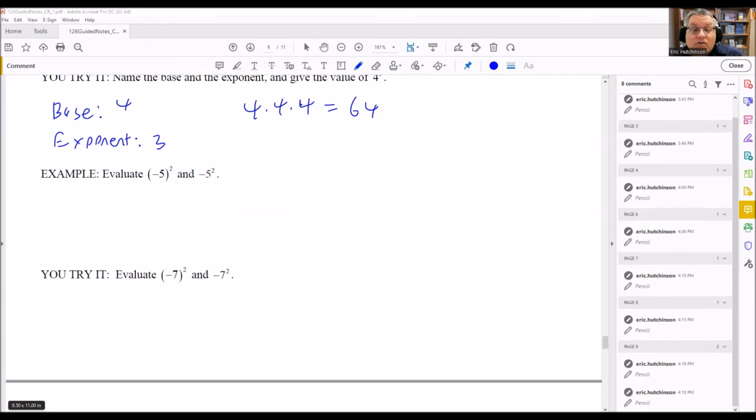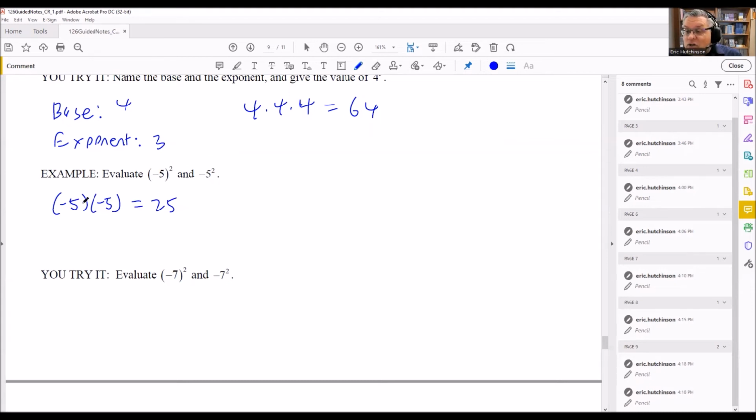Now, with the negatives, you have to be careful. If you've got (-5) squared, that means you're multiplying -5 twice. -5 times -5 is going to give you positive 25. Two negatives will give you a positive. Now, you might be thinking, isn't -5 squared exactly the same thing that we just did? Actually, these are not the same problem. It looks like it might be, but it's really not.